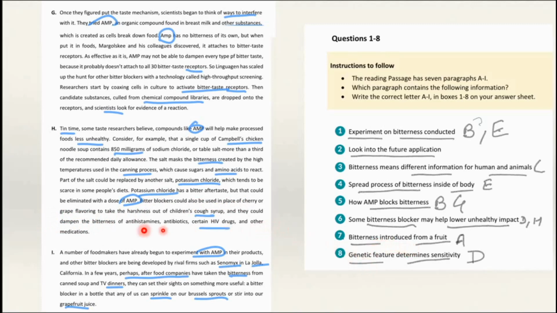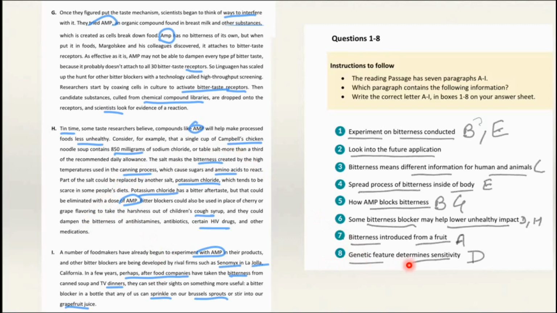They did mention fruit here, cherry or grape, but the question says bitterness introduced from a fruit, whereas here they are talking about bitter blockers that could also be used in place of cherry or grape. So that means it is the opposite thing they are talking about here. So this could not be our answer.